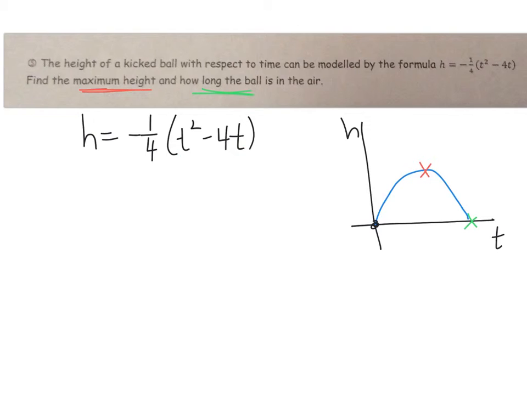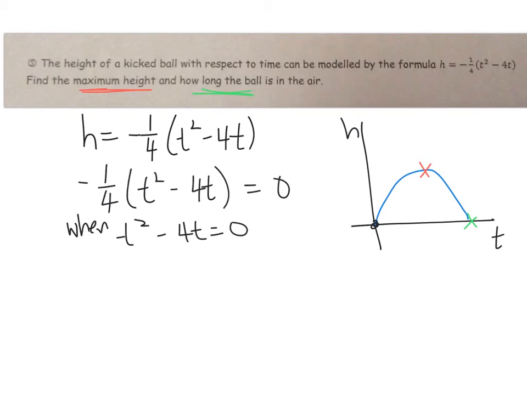If I know this green X, that happens when our factor is 0. So, because the height is 0, we need to figure out when this is 0. I'm going to do that right now. So at this point, I need to figure out when this equals 0. Well, -1/4 is never going to be 0. So basically, I have to figure out when t squared minus 4t equals 0. That means I'm going to factor t squared minus 4t.